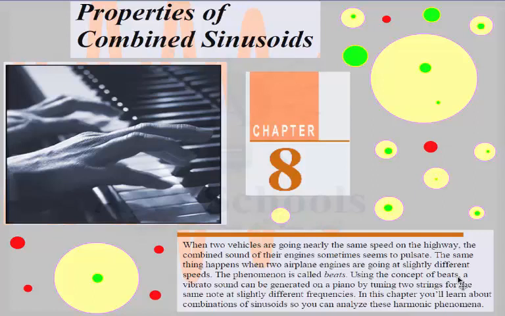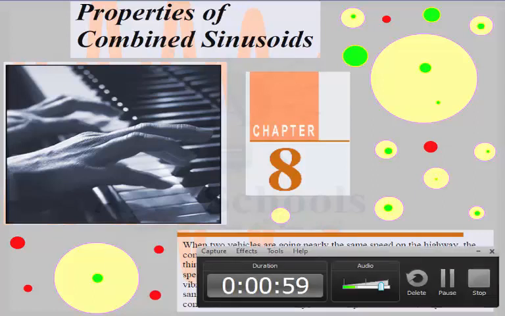of their engines sometimes seems to pulsate. The same thing happens when two airplane engines are going at slightly different speeds. This phenomenon is called beats, like for example on the piano. So using the concept of beats, a vibrato sound can be generated on a piano by tuning two strings for the same note at slightly different frequencies. In this chapter, you will learn about combinations of sinusoids so you can analyze this harmonic phenomenon.